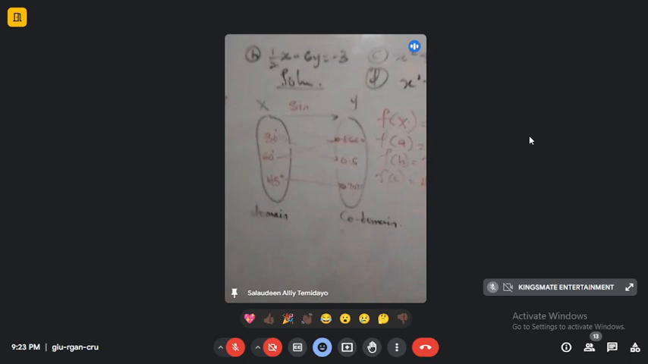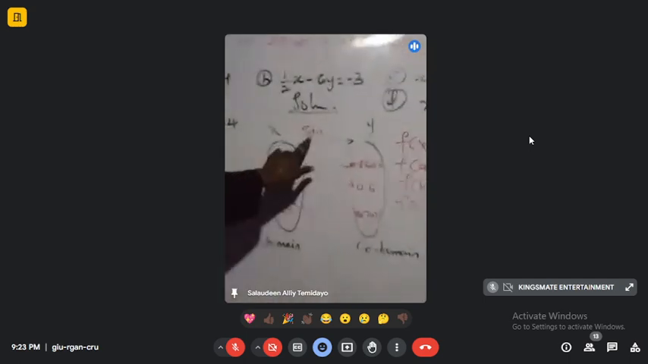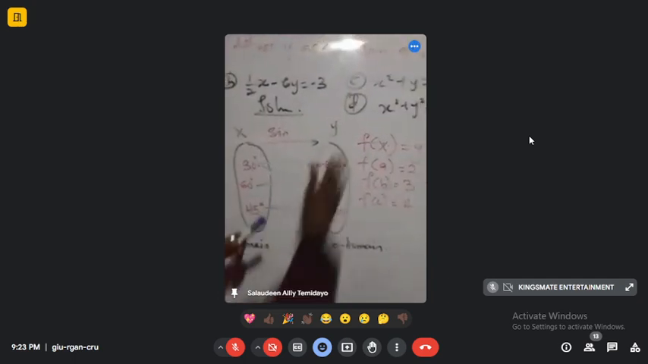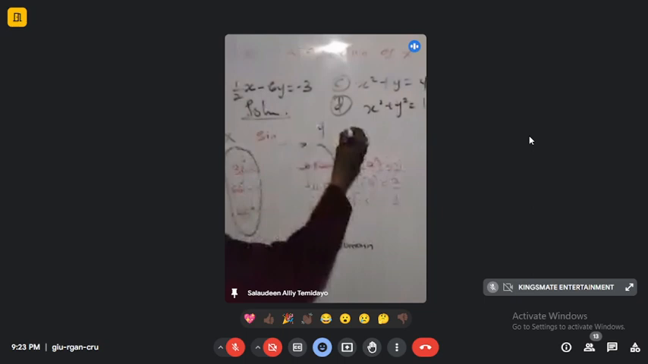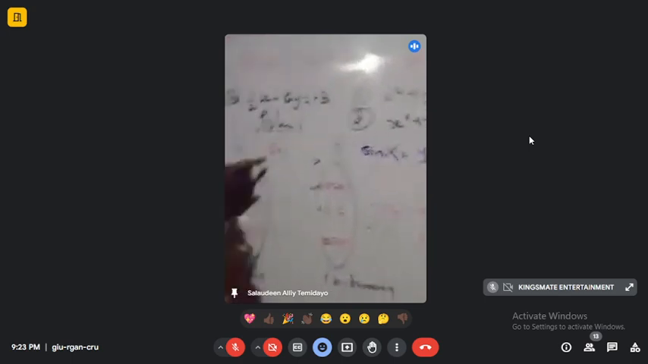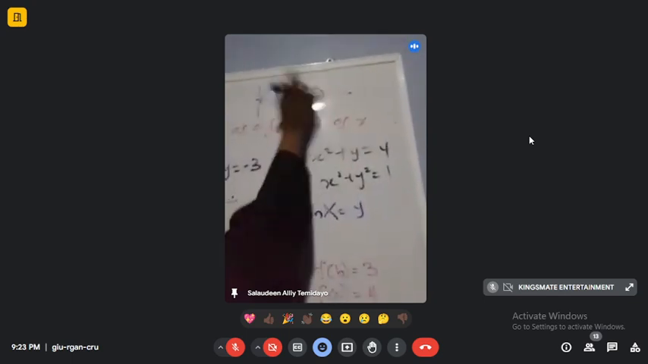So now the function is no more F. The function now is sine, the function sine of x. So sine of x is going to be y. That means the function is the sine function. So the graph of the sine function is like this. They call it a sinusoidal graph.